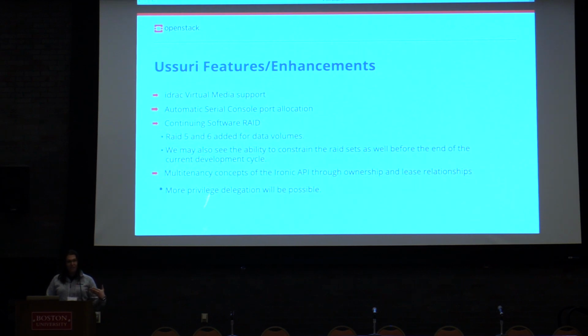And we may even see additional support to constrain the actual selection of disks before the end of our development cycle. We're also seeing lots of work on multi-tenancy, which is very important for the Mass Open Cloud. And with this also comes support for privilege delegation to users. While not turned on by default, the concept is that certain users will be able to have additional privileges. So if I was deployed via a virtual machine, I could potentially go to Ironic directly and say, please turn my machine off.